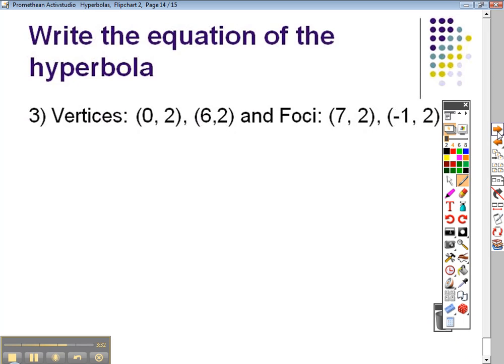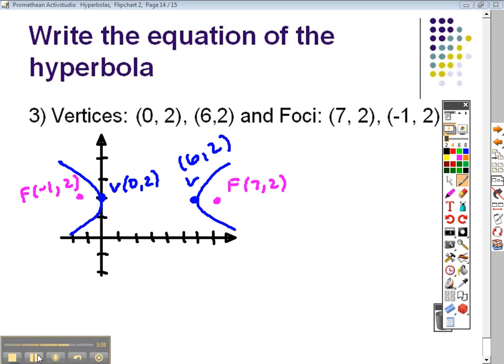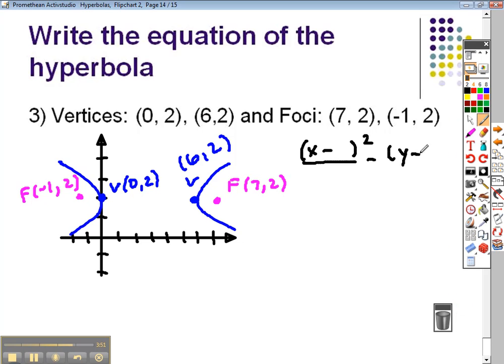Last problem we'll look at is if it's shifted. So I'm going to graph this, and to save time I'm going to pause the podcast and just draw the graph. So here's the graph of the hyperbola with all the points labeled. Now it's going sideways, so I know that my equation is going to start out with an x minus, and then it's going to have y minus second, equals 1.